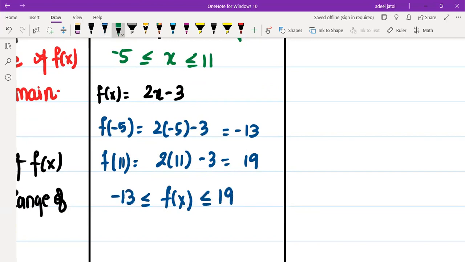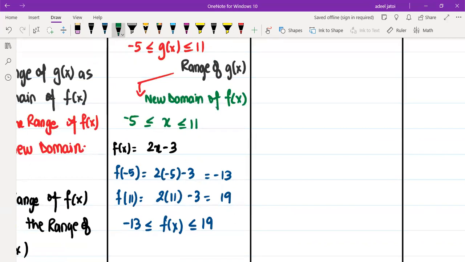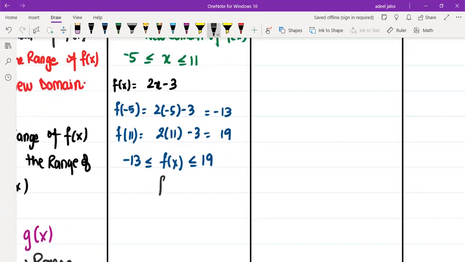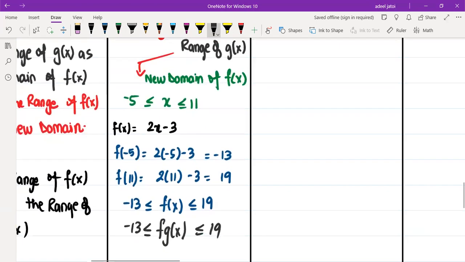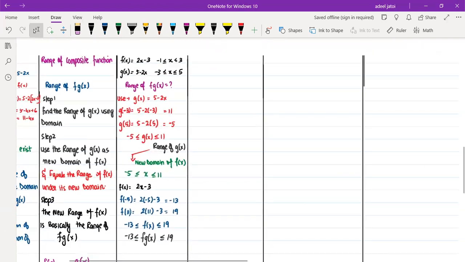So using the new domain, which was the range of g(x), using it as the new domain of f(x), we found the range of f(x). This range of f(x) is basically the f(g(x)) range, which is greater than or equal to minus 13 and less than or equal to 19. So this is the composite function range of f(g(x)).